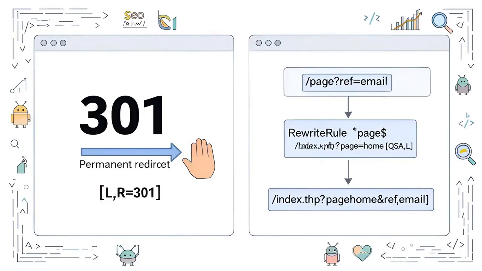A rule like RewriteRule ^page$ /index.php?page=home [QSA] takes an incoming /page?ref=email and correctly produces /index.php?page=home&ref=email. The page part rewrites, the ref param survives, and QSA locks it in.